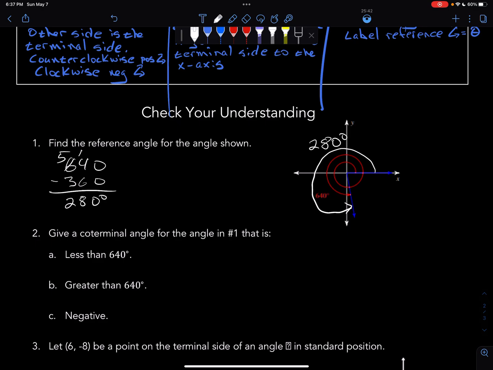So if we want to figure out our reference angle, we're going to go back to the positive x-axis, so we're going to go back right here. To figure that out, we're going to take 360 and subtract that 280 degrees. When we do that, we get 80 degrees for our reference angle.